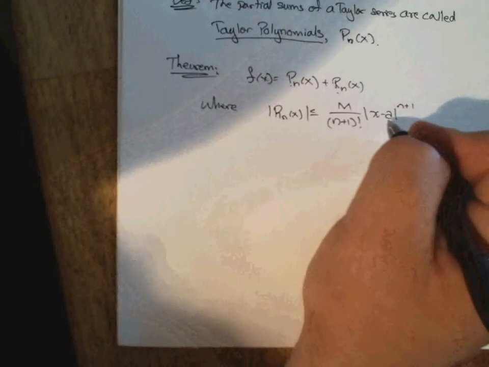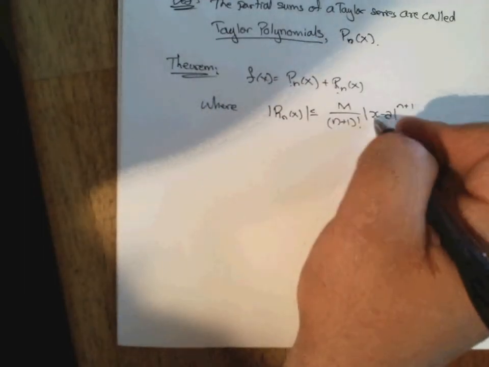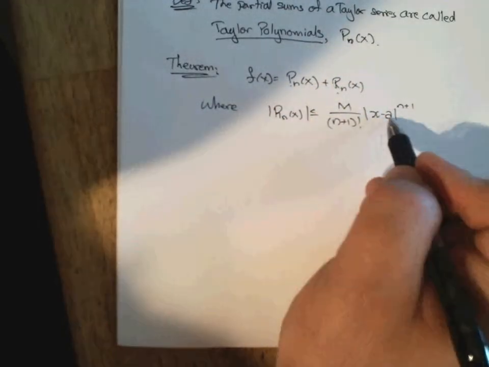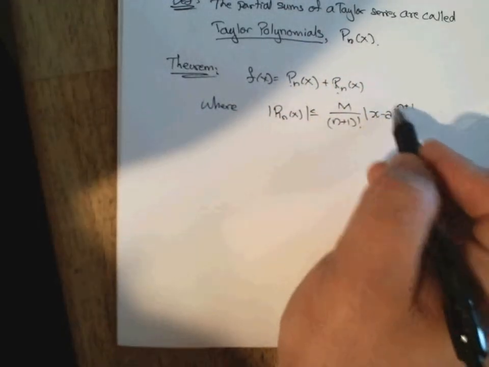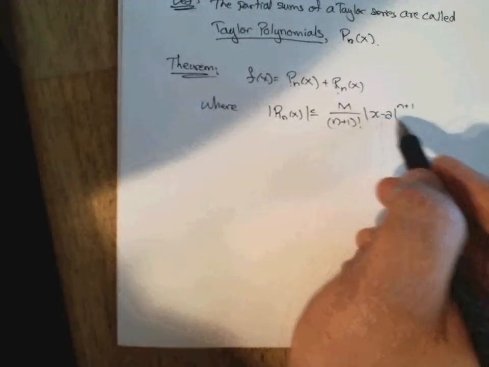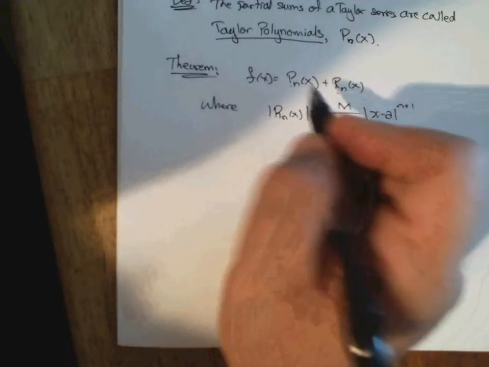Okay? Where a is of course the center that we choose, and x is the value that we decide to evaluate this function at. And so of course the further away you get from the center, the bigger this difference is, the bigger the error is going to be. The closer x is to the center, the smaller the error is going to be. Think about that for a second.